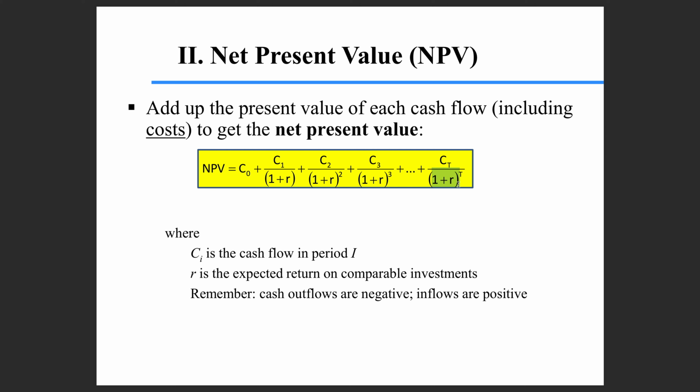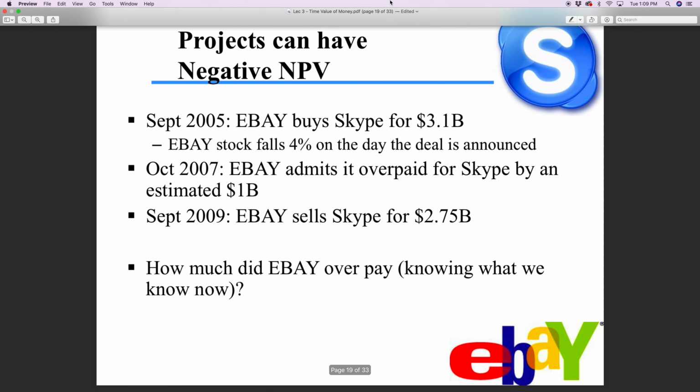for the typical project. And by typical project, I mean that our first cash flow comes at time 0, it's the cost, and our subsequent cash flows are generally positive. Can projects have negative NPV? Let's look at the example.